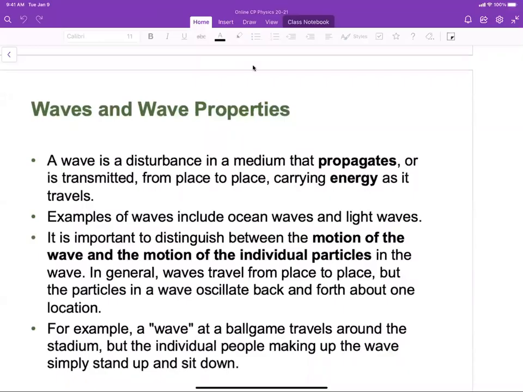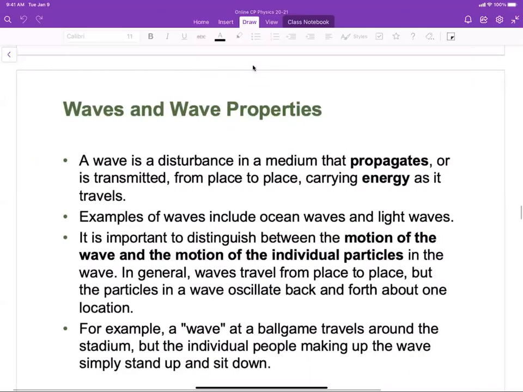All right, today is the 19th of April, and we're going to continue our learning on waves. What is a wave? A wave is a disturbance in a medium, so it must be traveling through something, and it is transmitting energy from place to place. Here are some examples of waves: ocean and light waves.